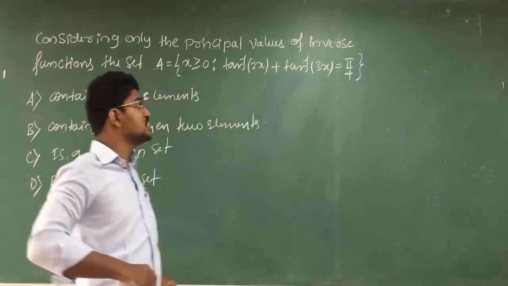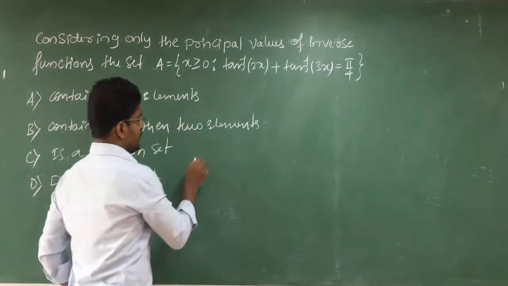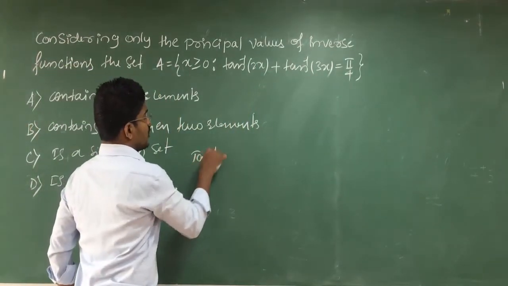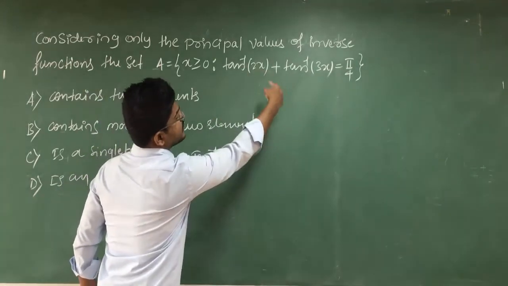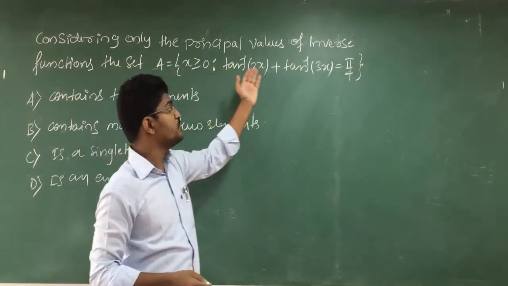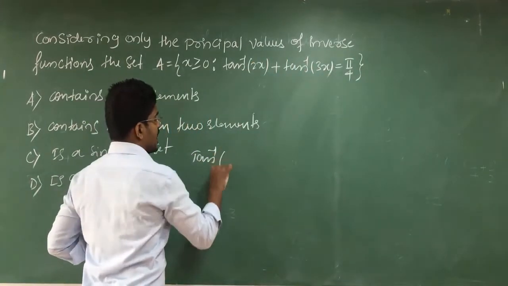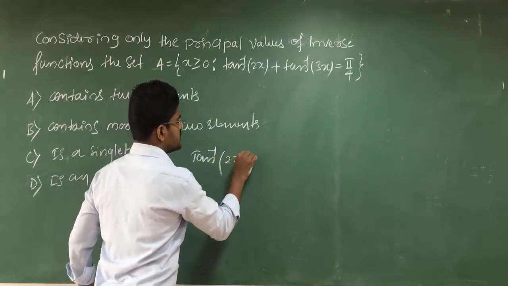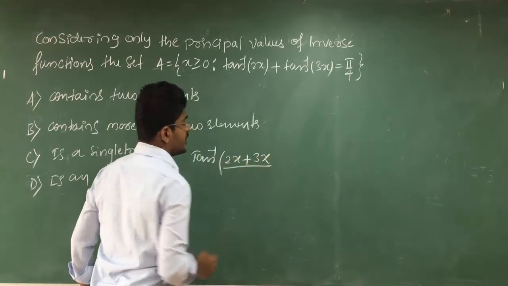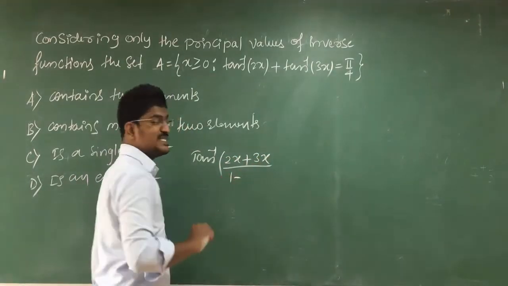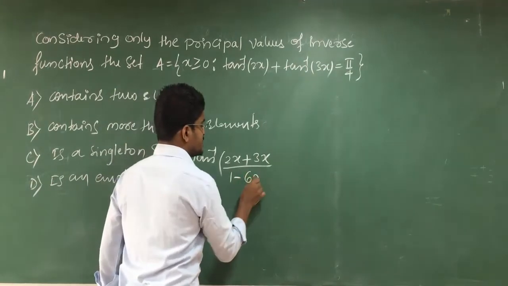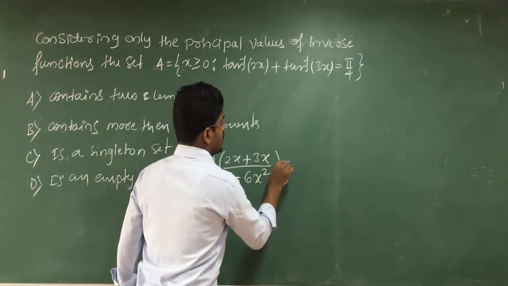Clear? Okay, let us solve this. What is the given equation? Tan inverse of 2x plus tan inverse of 3x. That means tan inverse of A plus tan inverse of B. What is tan inverse of A plus tan inverse of B? Tan inverse of (A plus B) divided by (1 minus A into B), that is 6x square, equal to what?